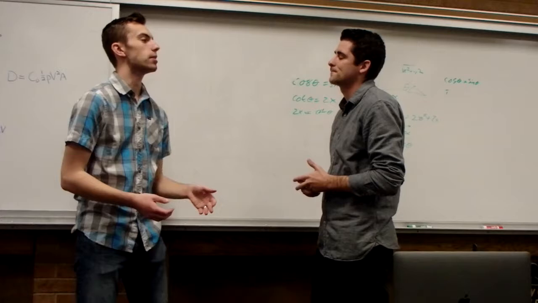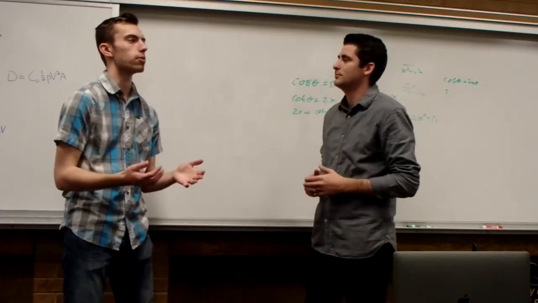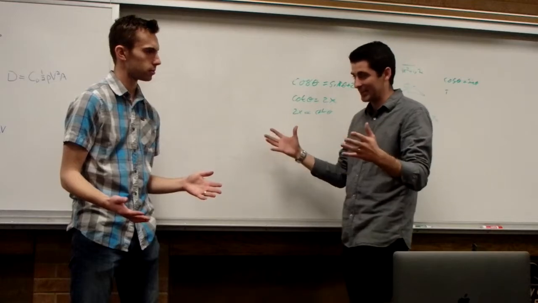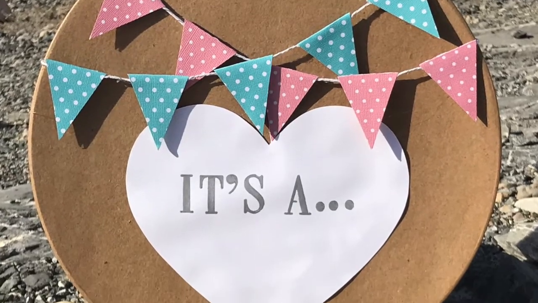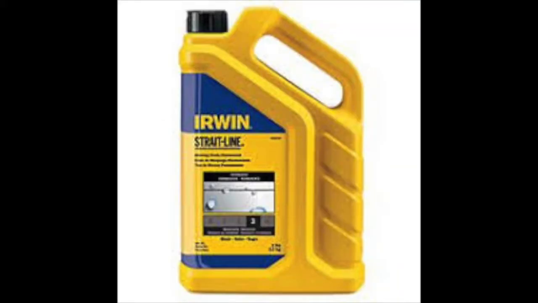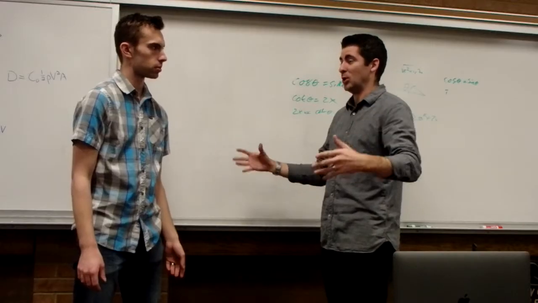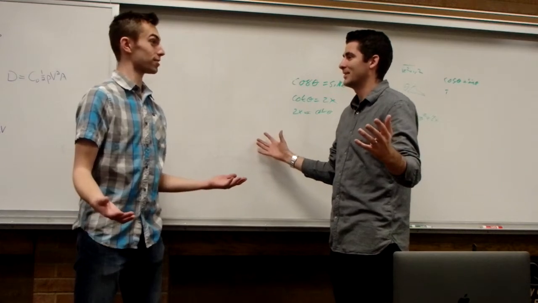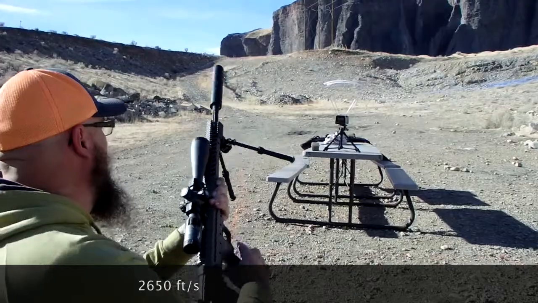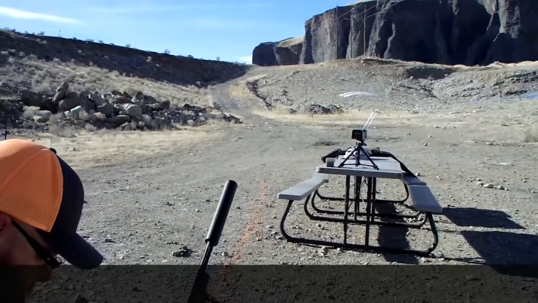Wait a minute. But we need to know exactly when the bullet will hit the target. I got you covered on that one. My wife had this great idea to announce the gender of our baby. You get 2 pounds of tannerite, like 12 pounds of chalk, and when you shoot it, it goes boom. I like booms.